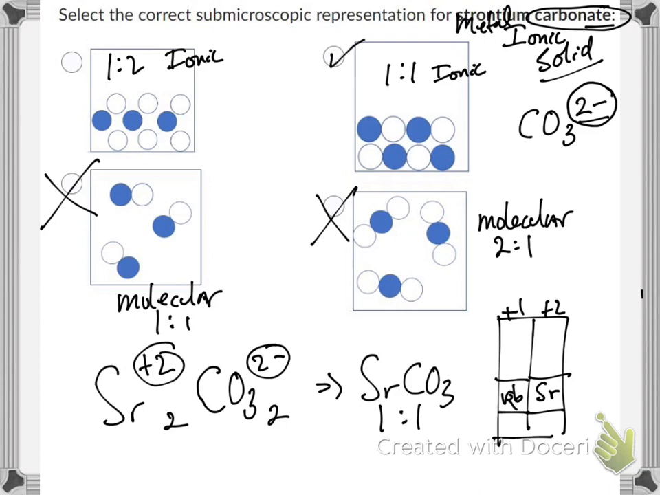When we look at the submicroscopic representation, you want to make sure that you identify the charges, and then once you have the charges, you can use the swap method to determine the subscripts. And if the subscripts are identical, then you know it's 1-to-1.